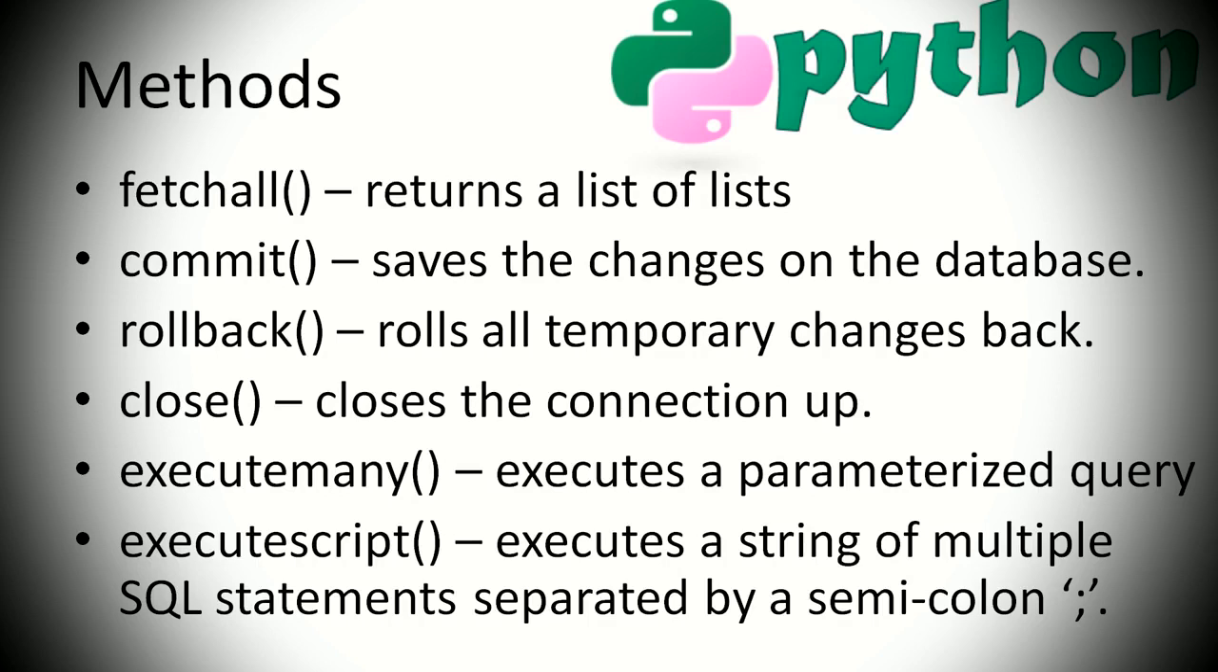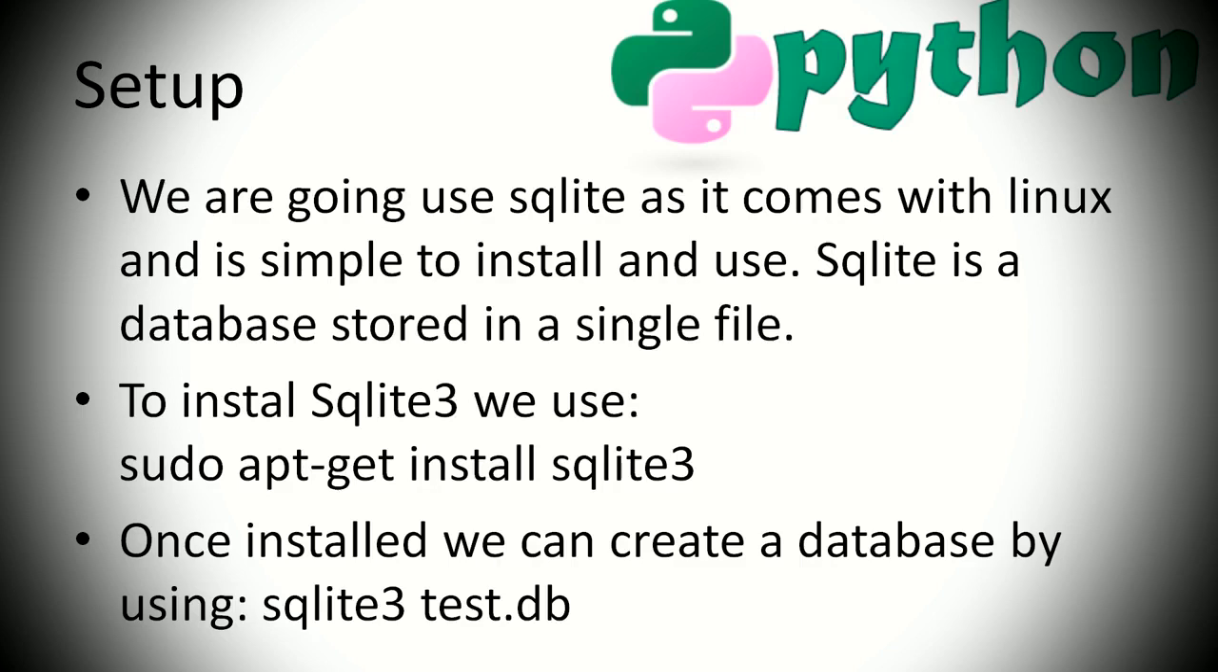The commit method belongs to the connection object, and it saves any changes made to the database in the preceding queries. The rollback method rolls back any temporary changes made in the preceding queries, pretty much the opposite of the commit method. We then have close, which also belongs to the connection object, and it safely closes the connection. Finally, we have the execute many and execute script. These methods execute multiple queries on the database. One is parameter based and the other is a single script. We'll have a look at this in one of the examples.